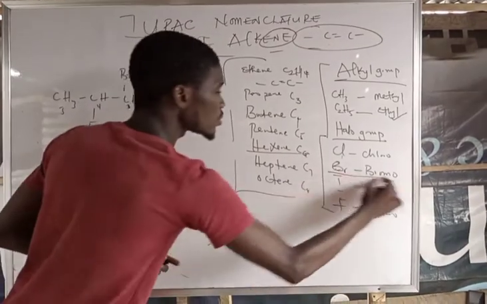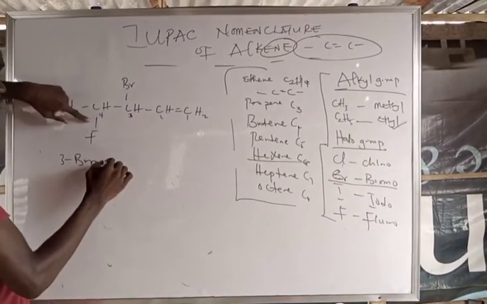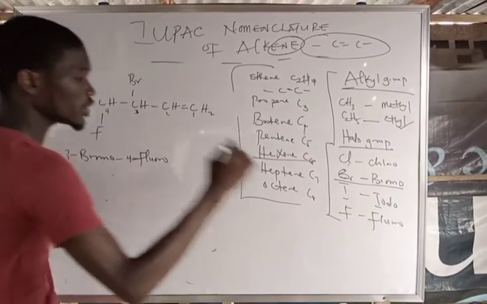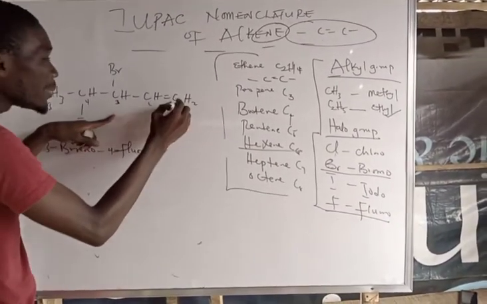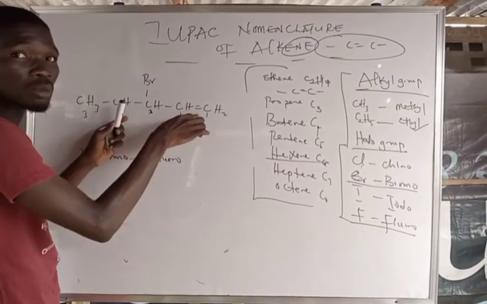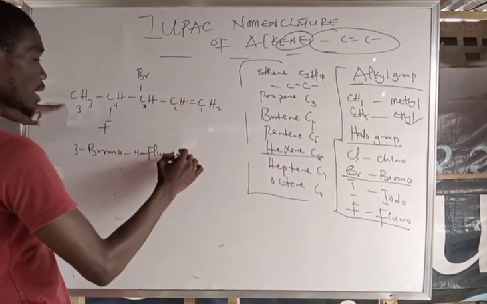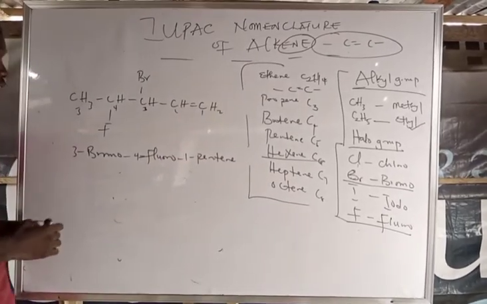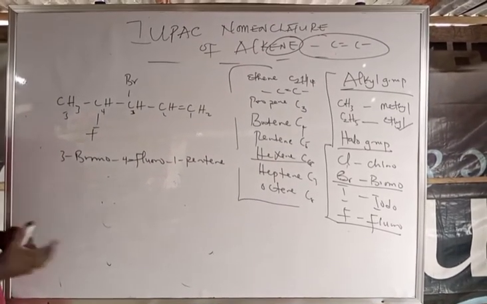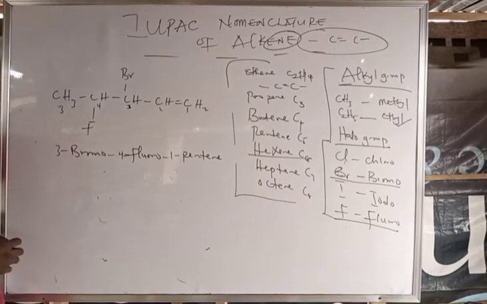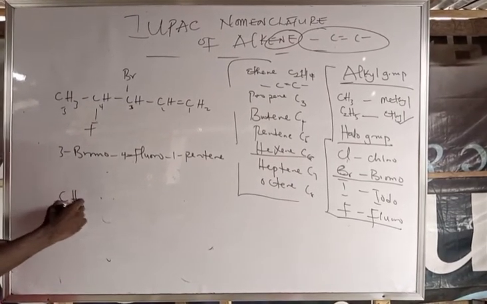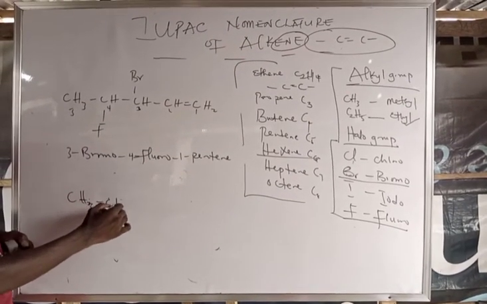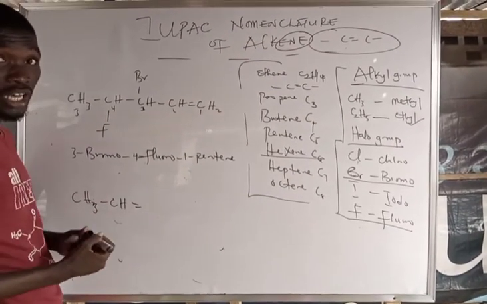For this we have 4 fluoro. For this, and the number associated with the double bond is what? 1. So we said 1 pentene. So let's pick the last one. So I have CH3, sorry, we have CH2, CH3, CH, we have a double bond here.